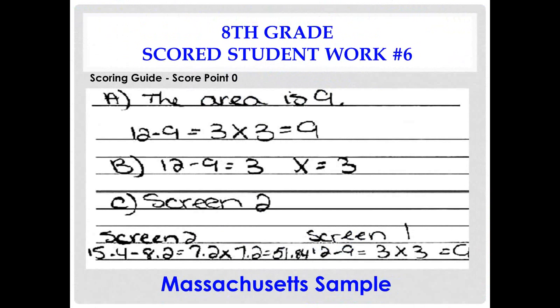Then lastly, of course, is the student with a score of 0. They say the area is 9. They get 12 minus 9, and then 3 times 3 equals 9. Not quite sure of their thoughts, why they would place that there. But it clearly demonstrates that they did not have an understanding of what was being asked.